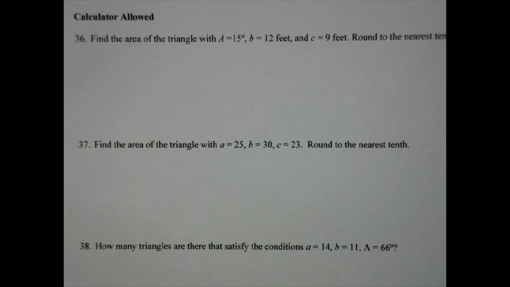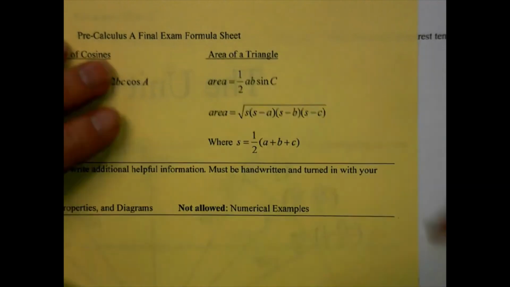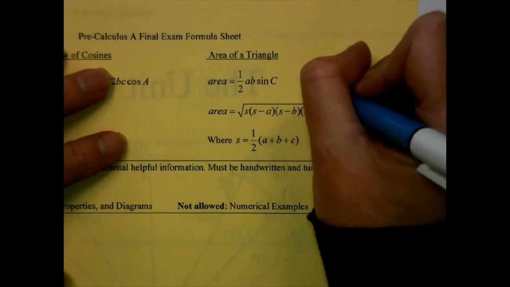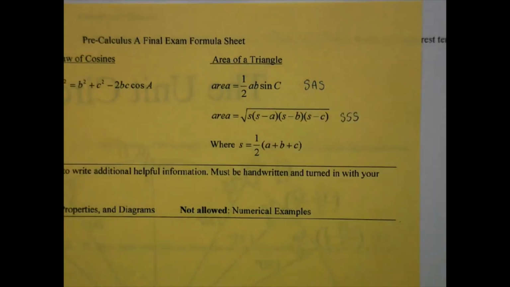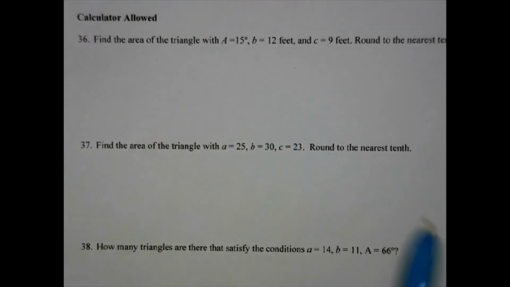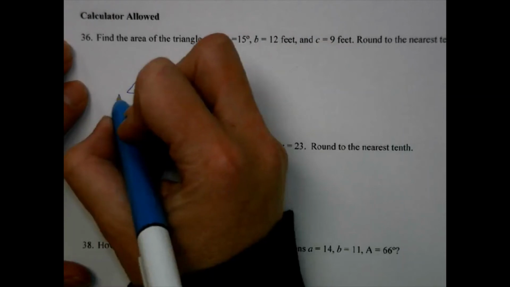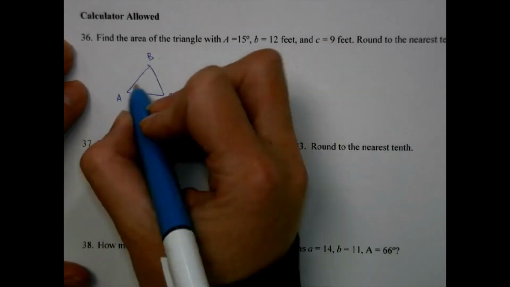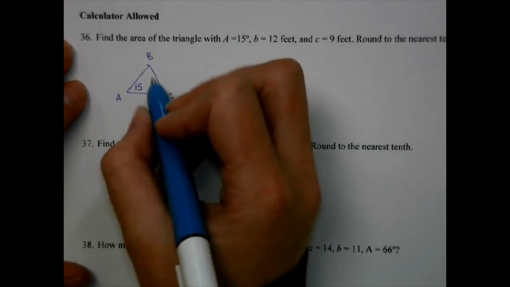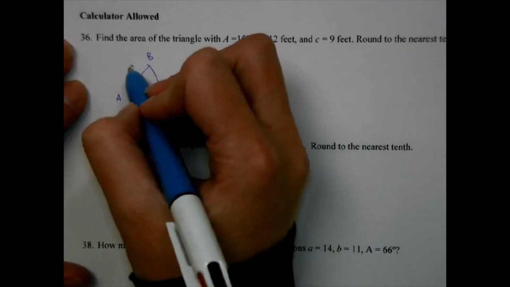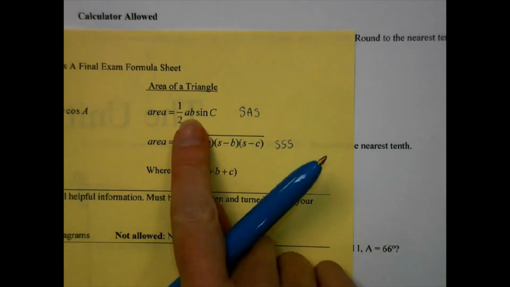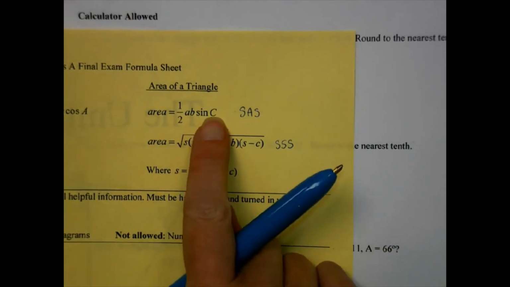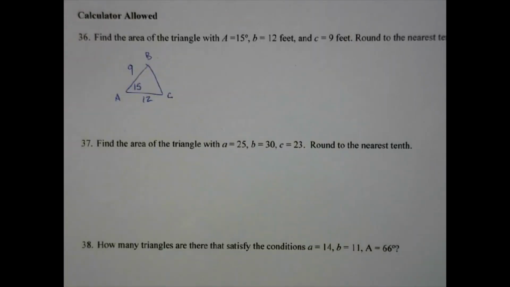Okay, so we're going to find the area. So we have two different formulas for area. This one we use when we have side, angle, side. This one we use when you have side, side, side. Okay, so this first one, A is 15, B is 12, C is 9. So this is side, angle, side. So we're going to use this formula. A and B are the sides. C is the sine.